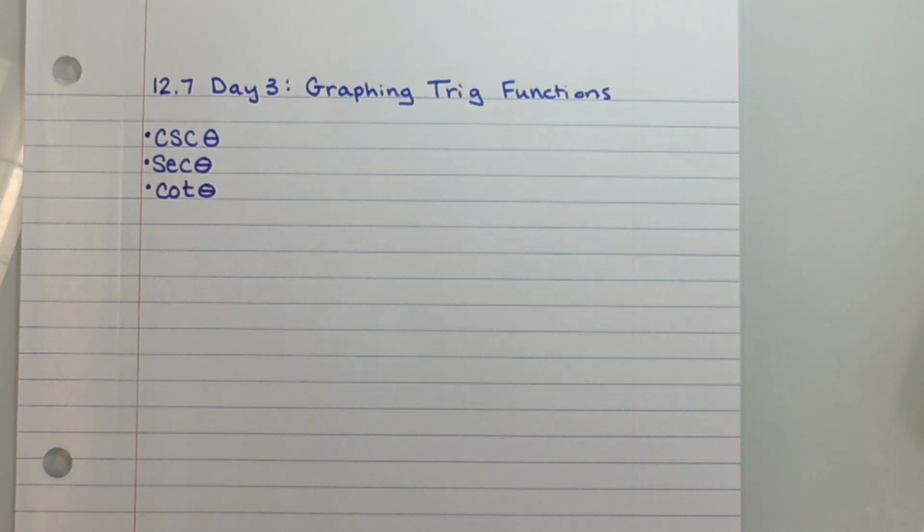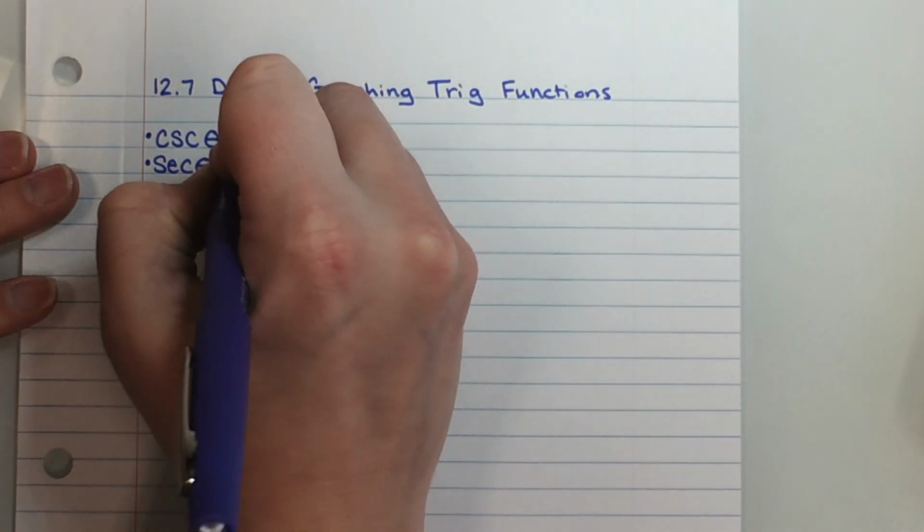When it comes to graphing the reciprocal functions, the key thing necessary for graphing them is knowing which of the trig functions they're the reciprocal of, because the graphs for each of them are highly dependent upon the sine, cosine, or tangent graph. Cosecant's the reciprocal of which of the three main trig functions? Sine.